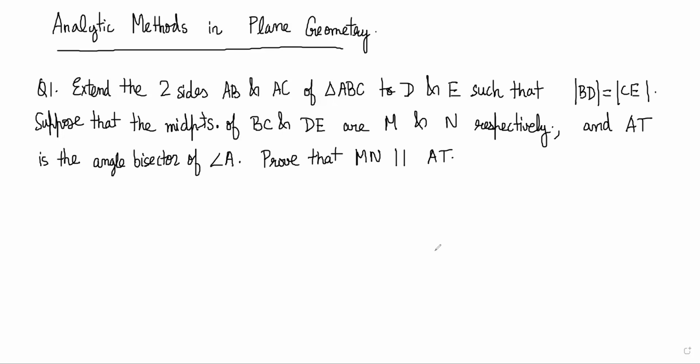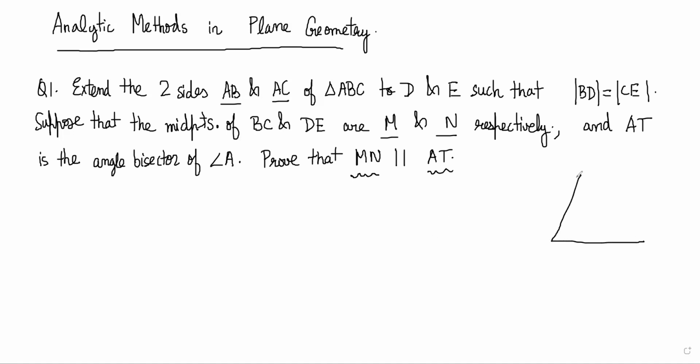So let's think about this question. We have a triangle, and sides AB and AC have to be extended to D and E such that BD is equal to CE. And midpoints of BC and DE are connected, M and N are connected. And we have to draw an angle bisector of angle A and finally prove that MN is parallel to AT, right? So let's think about the figure.